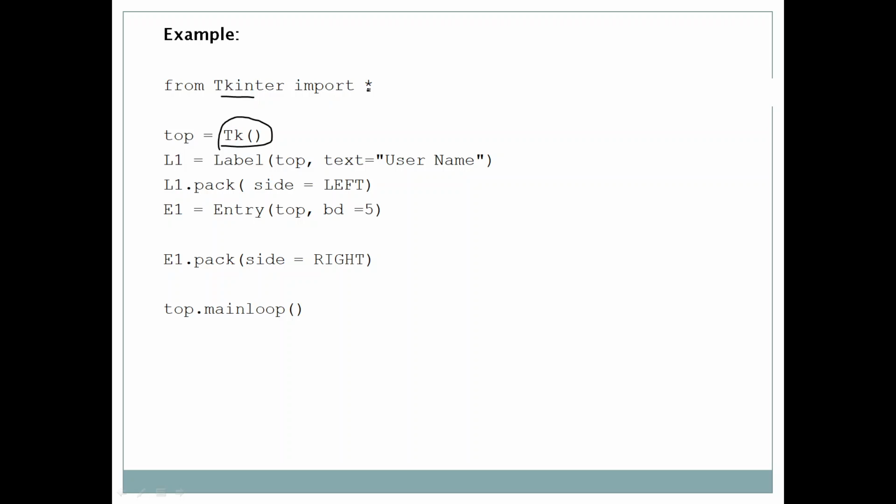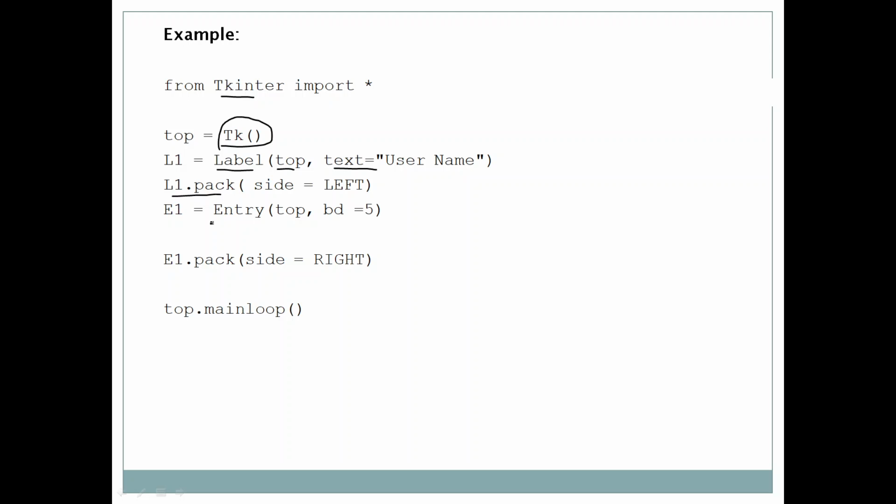When we say from tkinter import star, properties of tkinter can be directly used without the object name or module name. But if you use a statement like import tkinter, then you need to use the module name tkinter to access any of the properties of tkinter. Okay, so we have created the top level window. Then we are creating a label, and the label is created in a similar way. Then we have added the label by using the pack method.